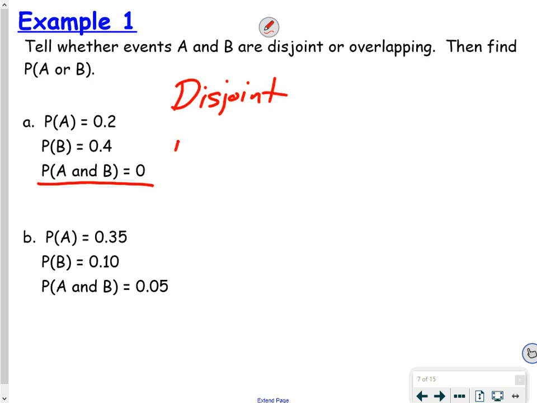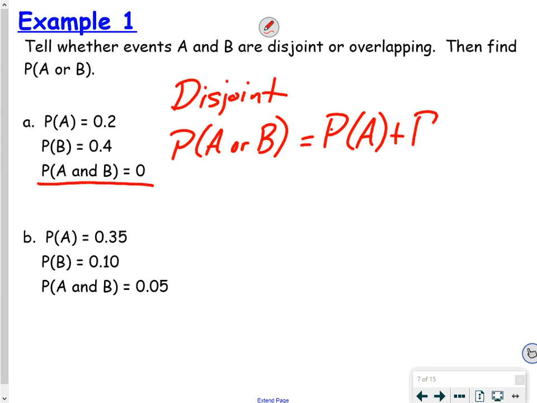If they're disjoint, I'm going to rewrite this equation one time here. If they're disjoint, the probability of A or B occurring is just the probability of A plus the probability of B. So that would be 0.2 plus 0.4, or 0.6. So there's a 60% chance that A or B occurs.